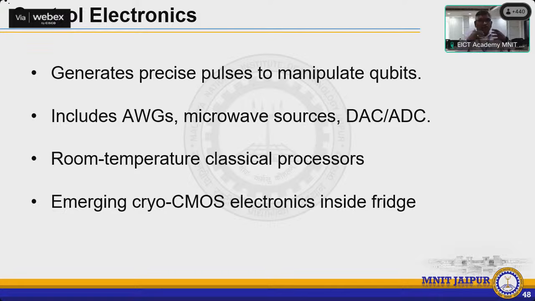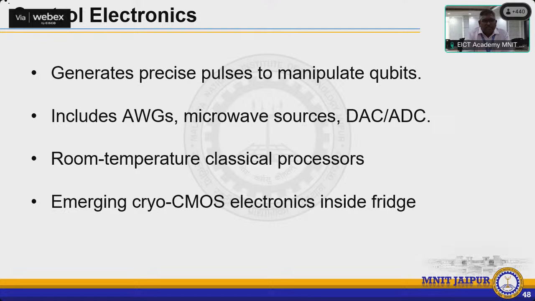Same is the case when I want to talk to the quantum processor. I have to send the pulses, which are basically sent through the control electronics, right? So there are digital-to-analog converters, analog-to-digital converters, microwave sources. Many of those things are there, and they are all available for room temperature classical processors. They help in creating that, right?